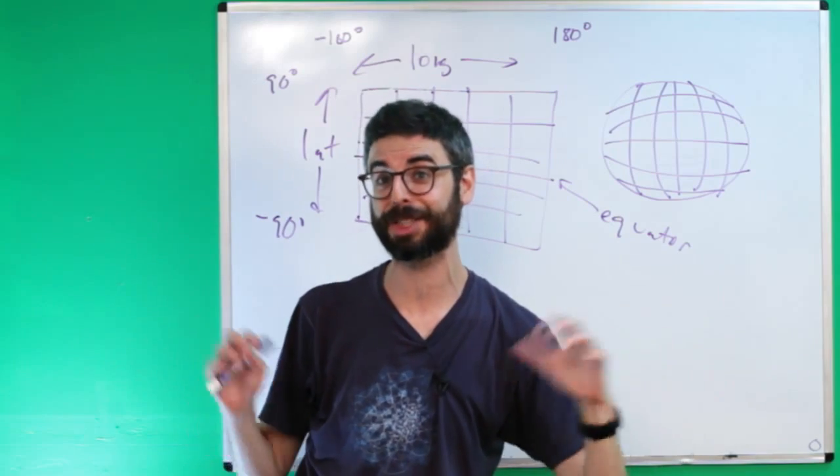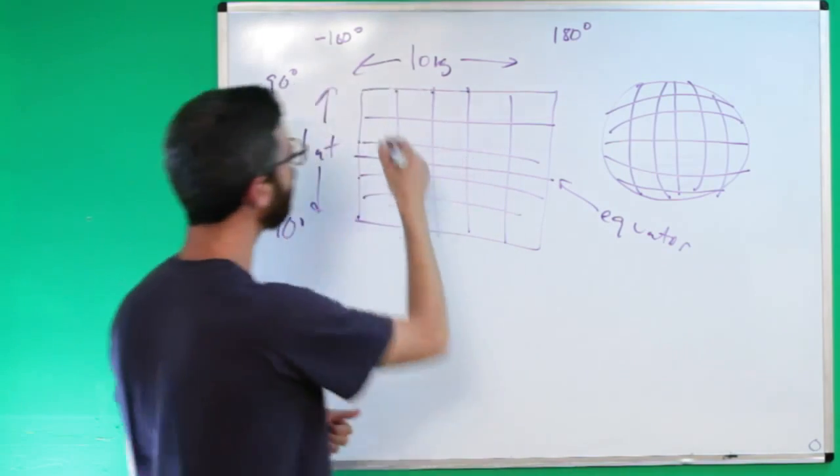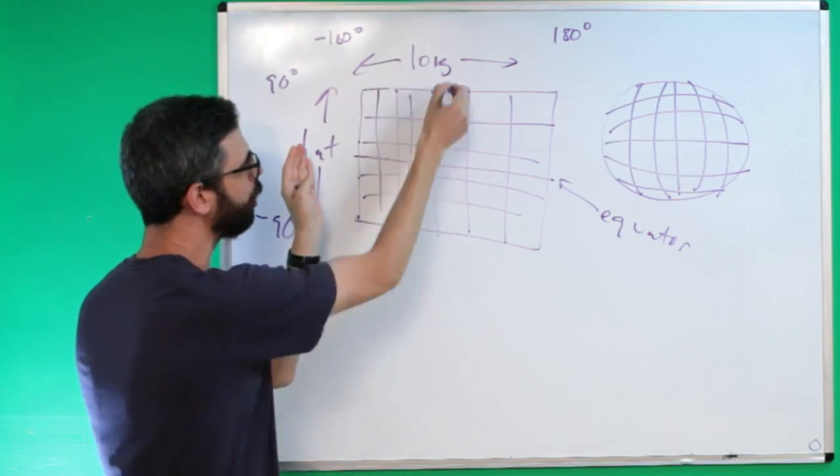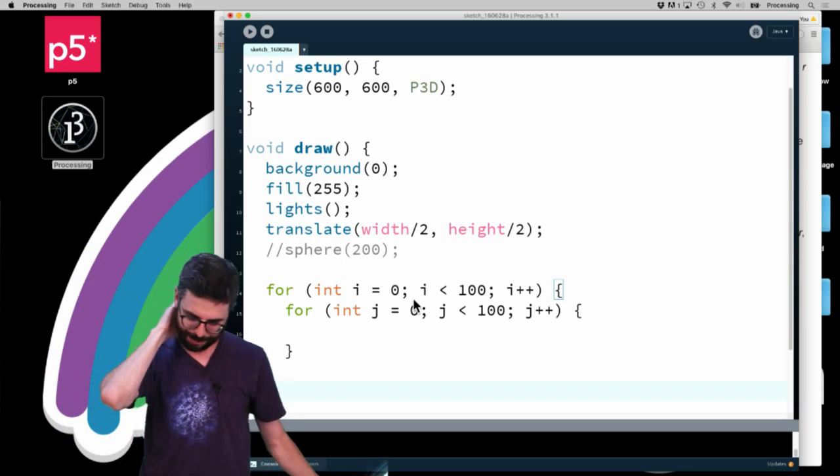And actually, Processing has a sphereDetail function that can set that for the automatic spheres that are drawn. So like how fine is the resolution? How many points across, how many points below? So I'm going to do that.